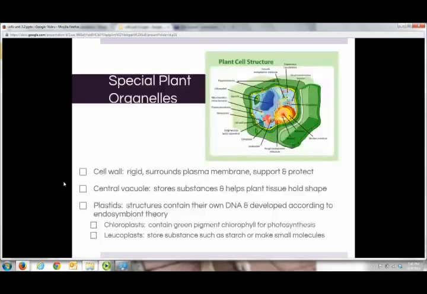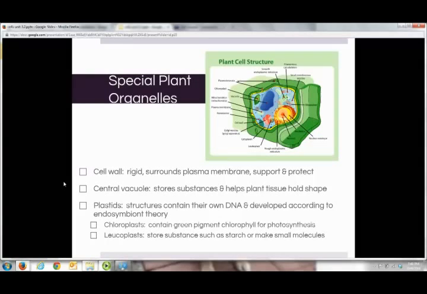Plant cells do have a couple of unique structures. They have a cell wall which is rigid and surrounds the plasma membrane. This provides additional support and protection for the plant. While larger animals have skeletal systems that allow them to stay upright and support their size, plants do not. So plants rely on these cell walls to provide that additional support for their taller structures. The central vacuole stores substances and helps the plant to hold its shape.